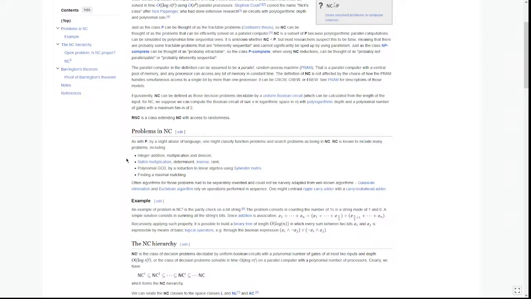Let's keep going. As with P, a slight abuse of language, one might classify function problems and search problems as NC. NC is known to include many problems, including integer addition, matrix multiplication, greatest common divisor, and reduction to linear algebra. Often algorithms for those problems had to be separately invented and could not be naively adapted from well-known algorithms, Gaussian elimination and Euclidean algorithm.